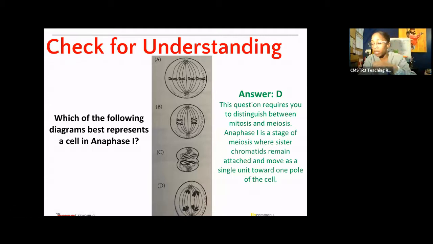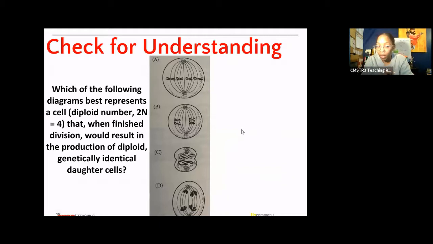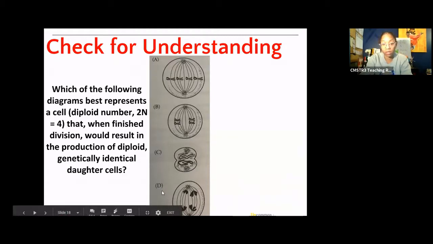So using this same image, I want to come up with another question, because there's another way that they'll ask you this. It says, which of the following diagrams best represents a cell that, when finished dividing, would result in the production of diploid, genetically identical daughter cells? So which of these would give you identical daughter cells?